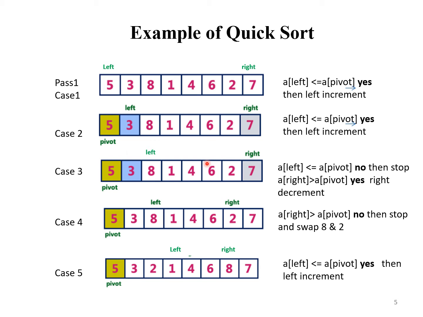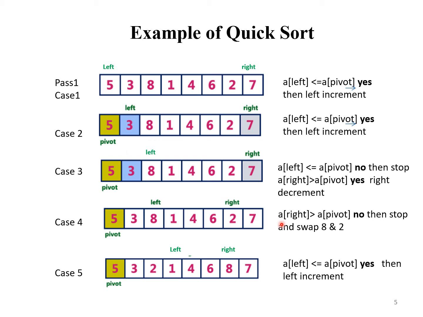Okay, so here we check a of right is greater than a of pivot. So here a of right is 7. 7 is greater than 5. This condition is true. That's why we decrement the right pointer. Now the pointer shifts to the second last position.